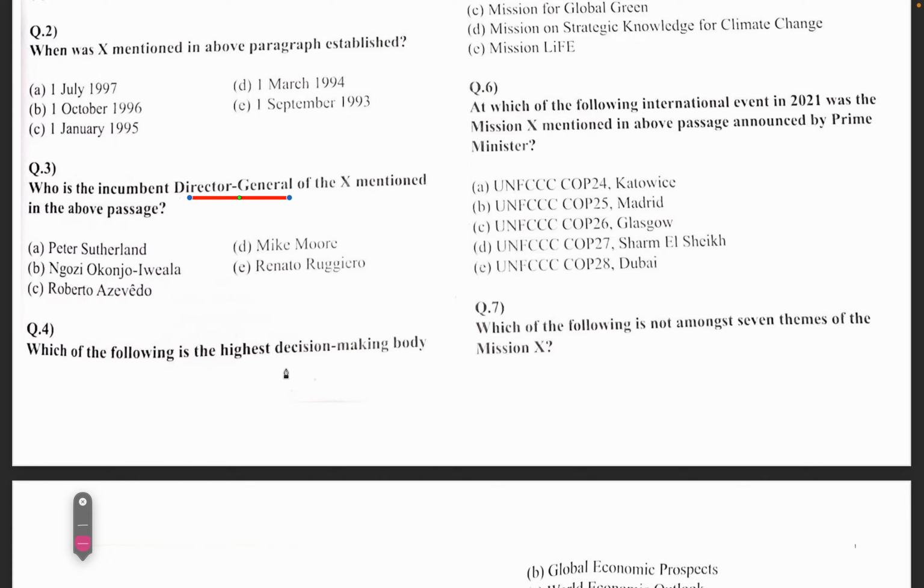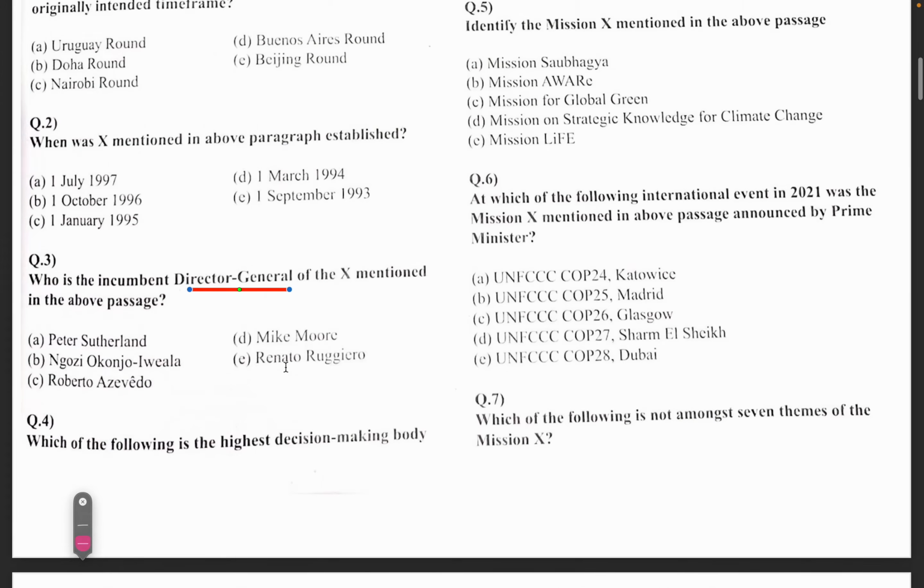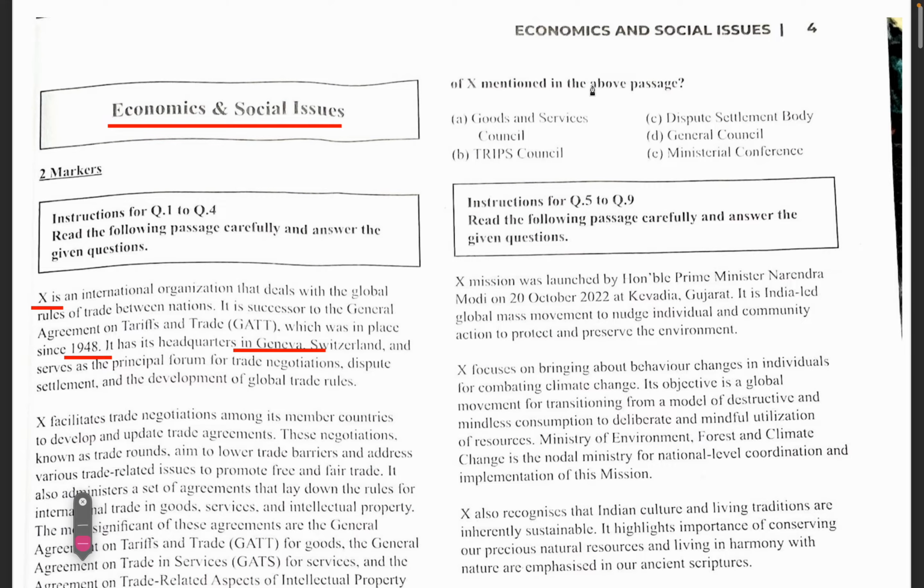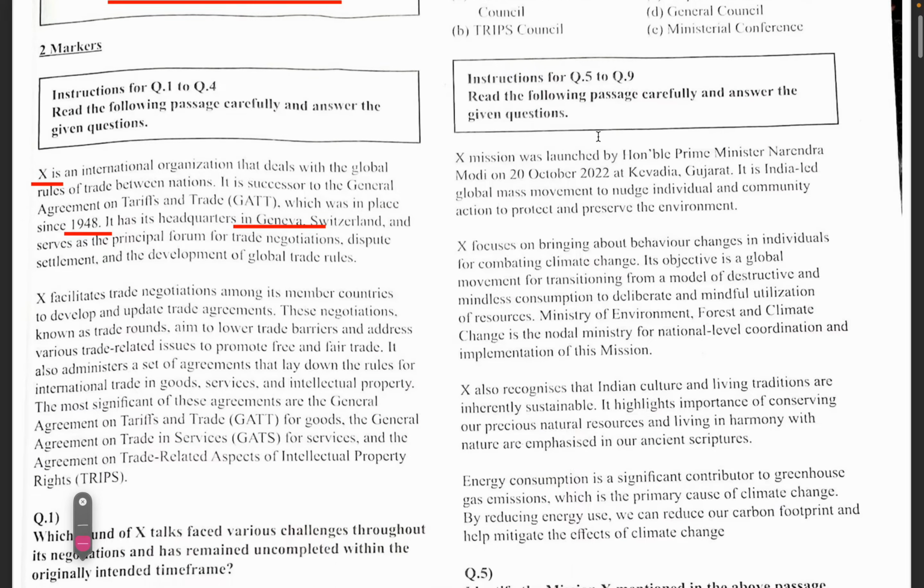Also, if you see the last question, which of the following is the highest decision making body. I felt this was a really difficult question and we should be prepared for it. Now moving on to the next one.